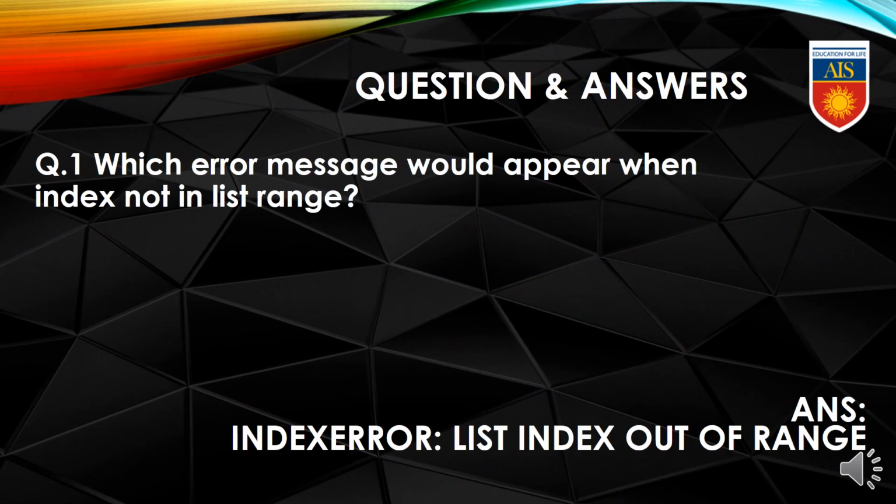Now we will go for a question answer round. For example, one question we can ask: which error message would appear when the index is not in the list range? The answer will be IndexError: list index out of range. That means we have a list, and if the user wants to search or access any particular index which is not available in that list, at that time we will get the error message list index out of range.